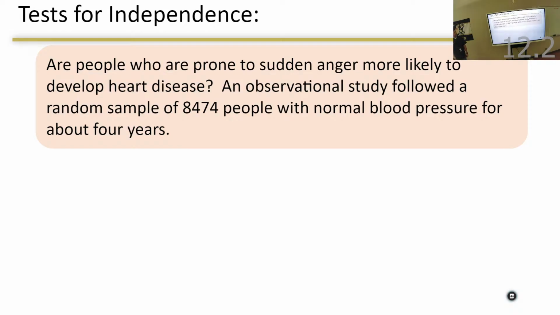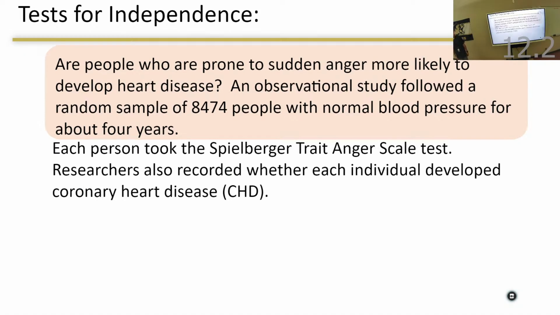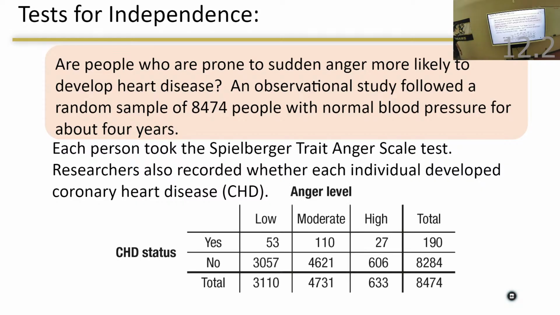Are people who are prone to sudden anger more likely to develop heart disease? An observational study followed a random sample of 74 people with normal blood pressure for about 4 years. Each person took the Spielberger Trait Anger Scale test. Researchers also recorded if the individual developed coronary heart disease. One sample, two variables. I'm trying to see if there's an association between anger level and CHD status.